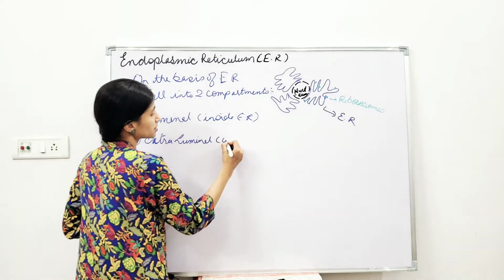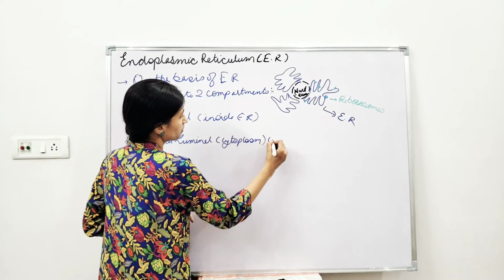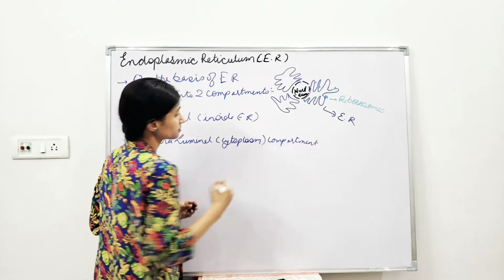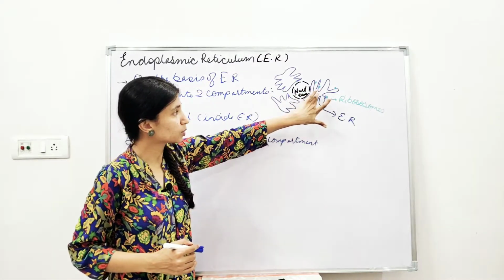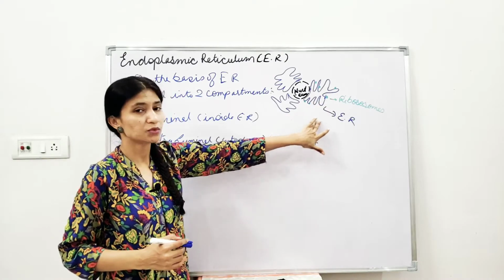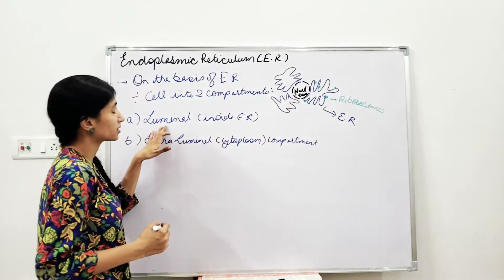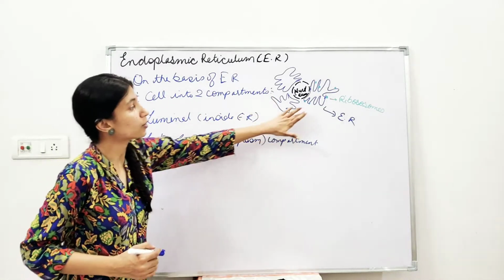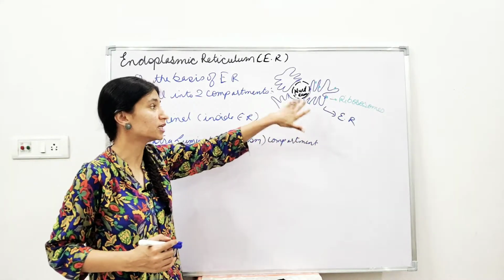Luminal cytoplasm, which is a compartment, which means one part is inside the ER, and the second one is outside, which is the rest of the cytoplasm of the cell. So the inside of this endoplasmic reticulum is called luminal, and the outside part of the ER is called extraluminal, which means the cytoplasm of the cell.